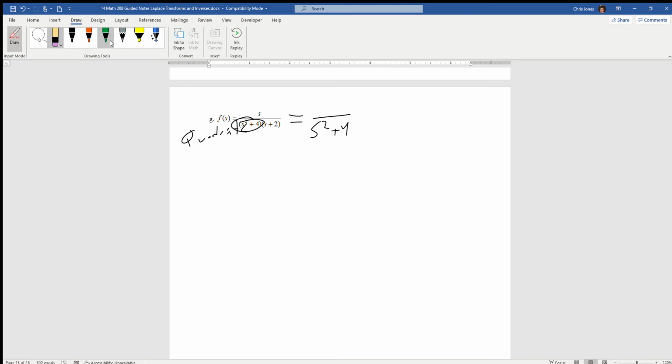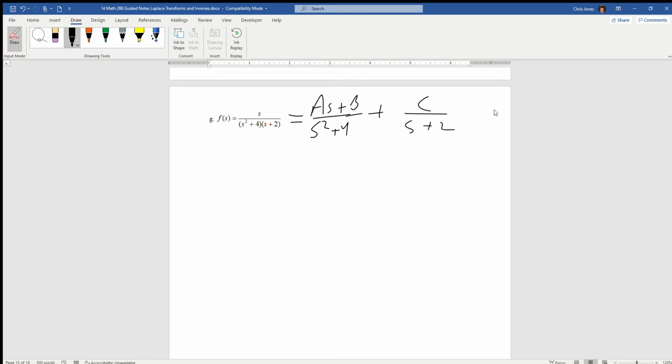Instead of just A in the numerator, we're going to write As plus B. So we have a linear polynomial in the numerator and a quadratic polynomial in the denominator. We still have to concern ourselves with the C over s plus 2, but that's not so bad. All right, so hopefully that makes sense as to the decomposition rules.